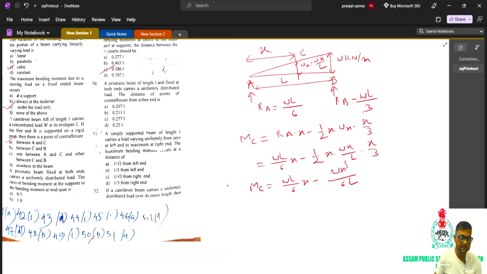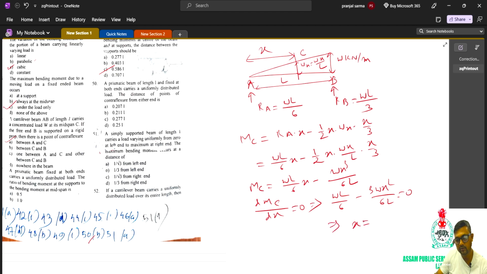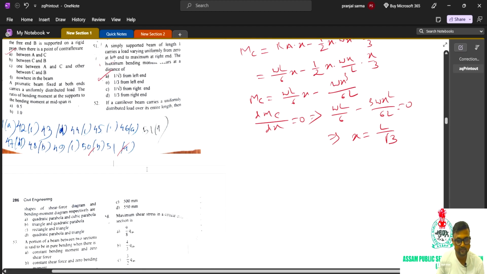If you want to get the maximum bending moment, we have to differentiate. So dM by dX equal to 0. WL by 6 minus 3 WX square by 6L is equal to 0. Solving this, you will find X equal to L by root 3 from the left hand. So the answer is X equal to L by root 3. This is the answer. This way you can find it.